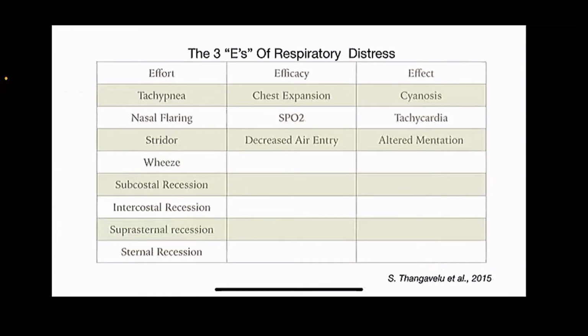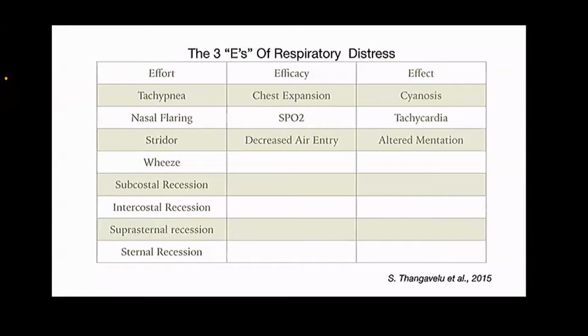Now the 3 E's of respiratory distress. The 3 E's of respiratory distress, these are pretty much the signs. Long and short, it's the signs of respiratory distress in the neonate. And they include effort of breathing, efficacy of breathing, and the effect of breathing. So it's very important as therapists, as you know, to be able to point out or to identify these signs.